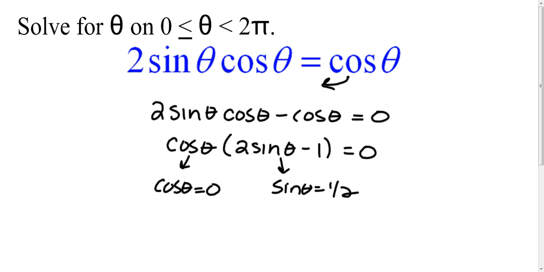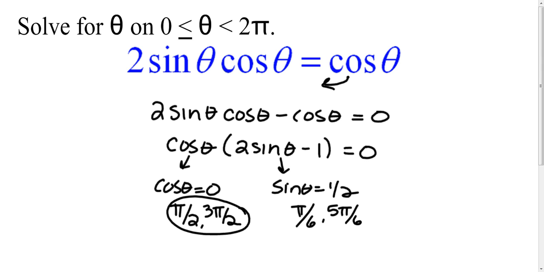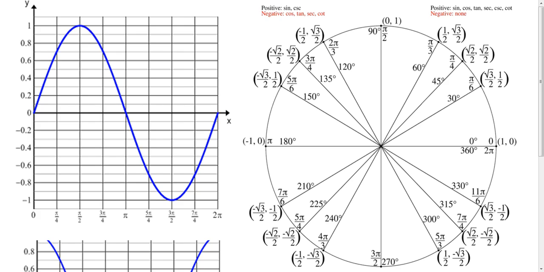So cosine is your x value, and your x value is 0 at pi over 2 and at 3 pi over 2. And your sine value is 1/2, or your y value is 1/2, at pi over 6 and at 5 pi over 6. And I think that that's it. All right, that should do it.